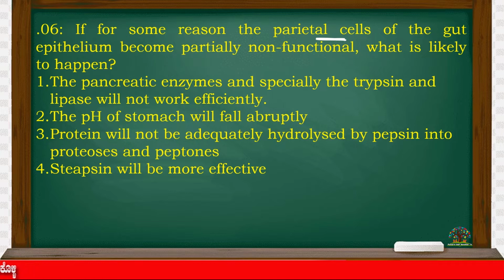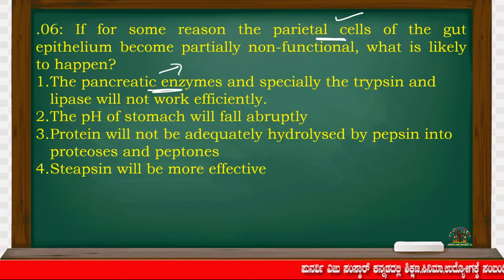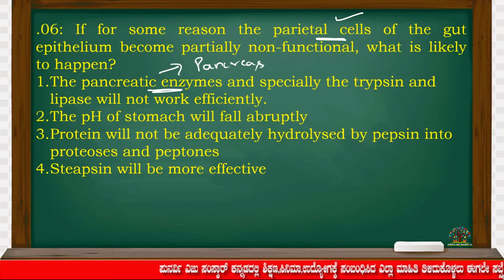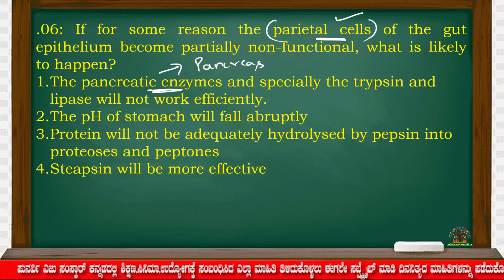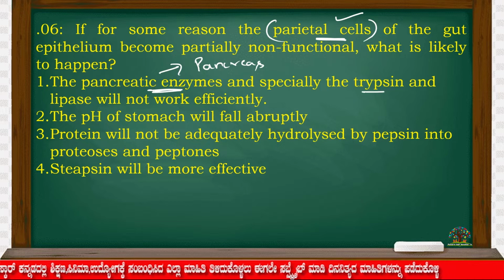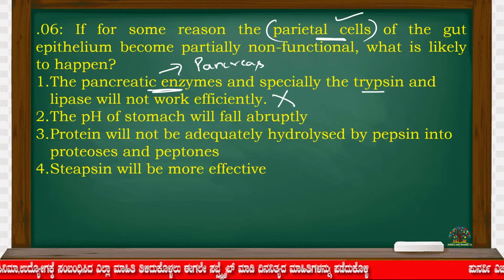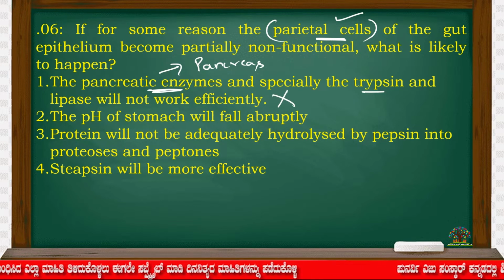So what happens when the parietal cells of the stomach fail? When you look at the first option, the pancreatic enzyme is something that is secreted by the pancreas of the body. It is not secreted by the parietal cell, and therefore it has nothing to do with trypsin and lipase. So the first option is absolutely wrong for this question.